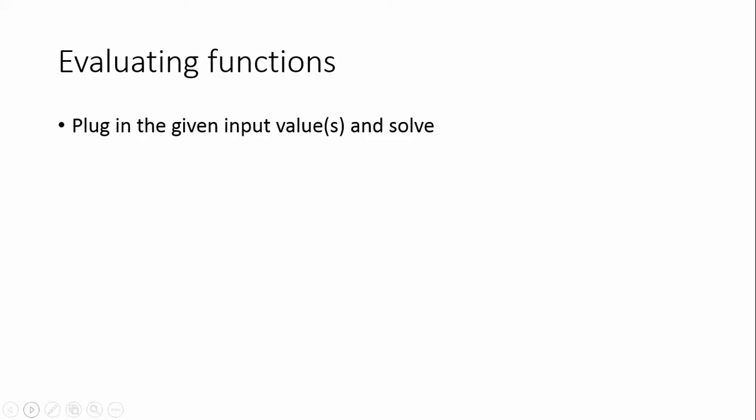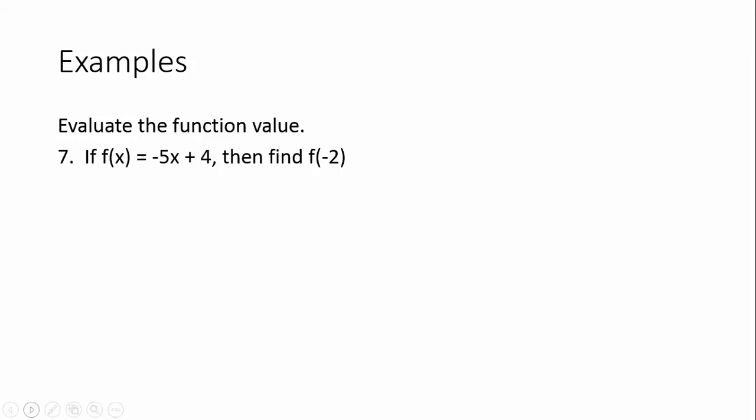And now we're going to look at just evaluating some functions. So we're going to plug in a given input and solve. Here I want you to just evaluate a function given this function rule. So the rule is, if I have a function in terms of x, I'm going to multiply it by -5, and then I'm going to add 4. And I want you to find the function value or the output when the input is -2. This says find f of -2.